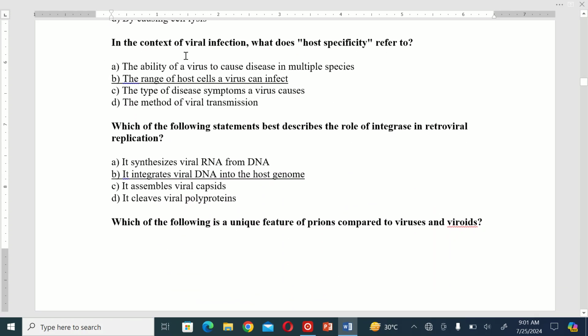In the context of viral infection, what does host specificity refer to? A. The ability of a virus to cause a disease in multiple species. B. The range of host cells a virus can infect. C. The type of disease symptoms a virus causes. And D. The method of viral transmission. So the correct option is B.